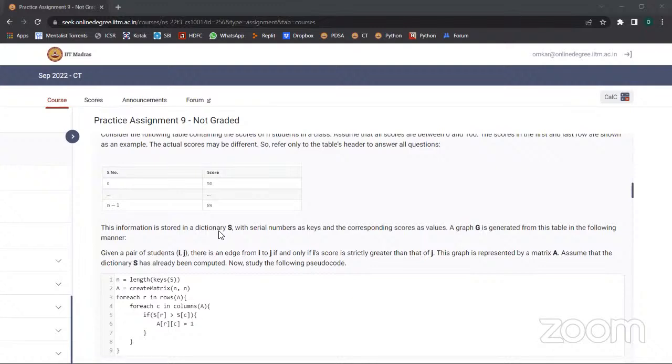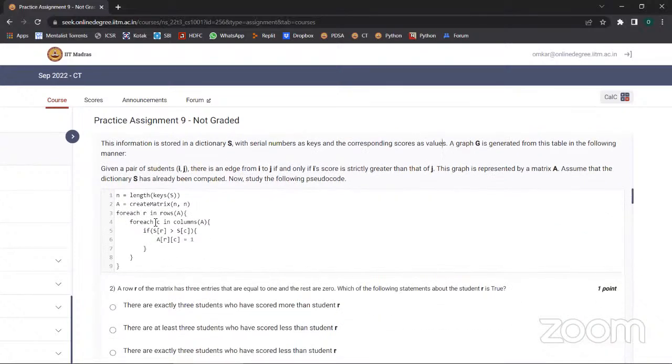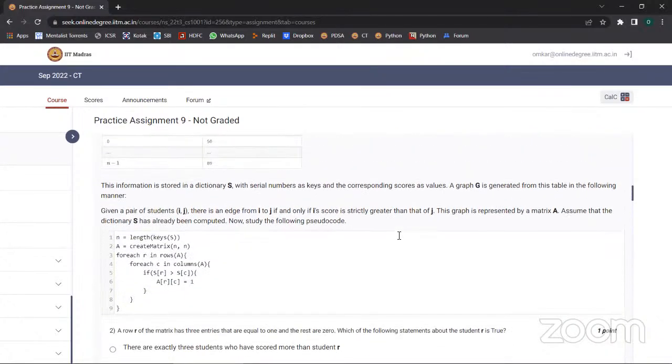So what is this S? S is a dictionary. It has serial numbers as keys and corresponding scores as values, right? So serial number 0 got 50 marks, serial number 1 maybe got 80 marks, and so on. Whatever the serial number is, it is a key, and whatever the score of that student is, it is its value, right? That is how the dictionary is generated. Now, with that information, we are trying to compute this particular pseudocode.